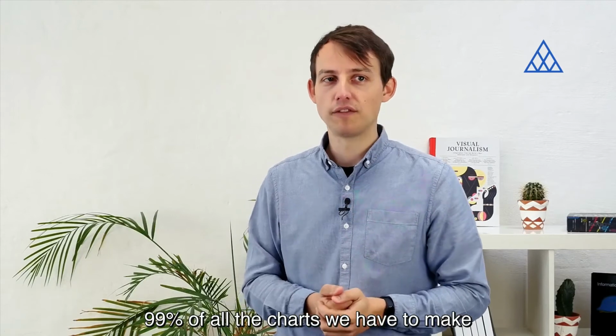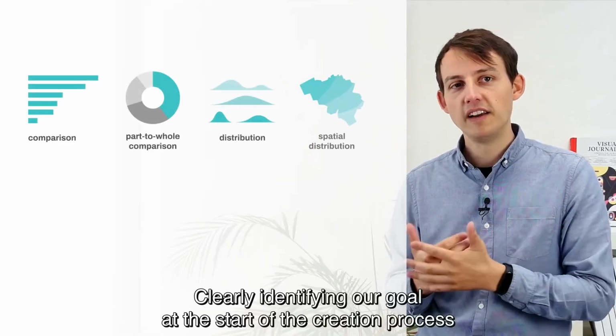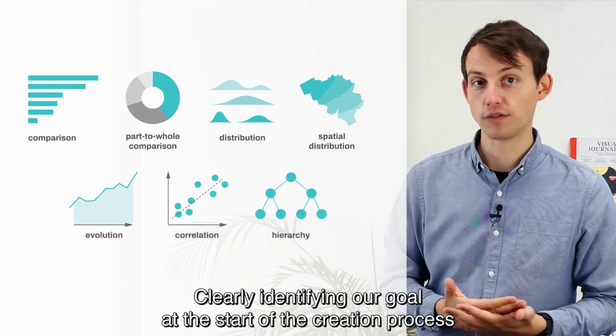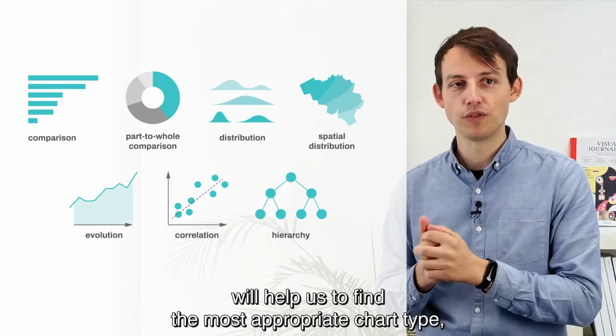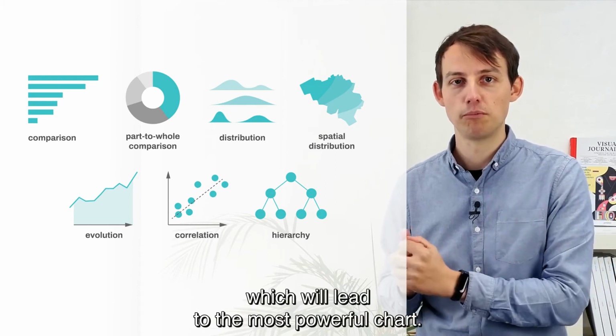99% of all the charts we have to make fall into one of these 7 categories. Clearly identifying our goal at the start of the creation process will help us to find the most appropriate chart type, which will lead to the most powerful chart.